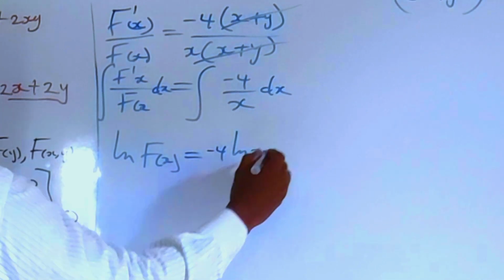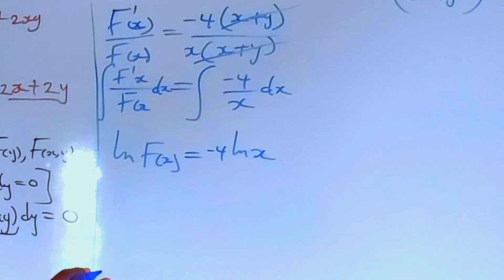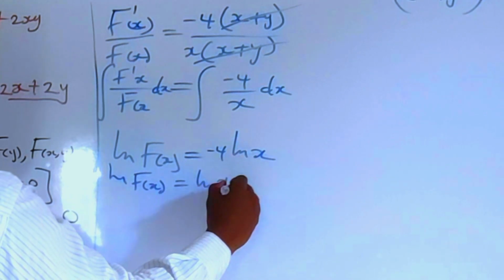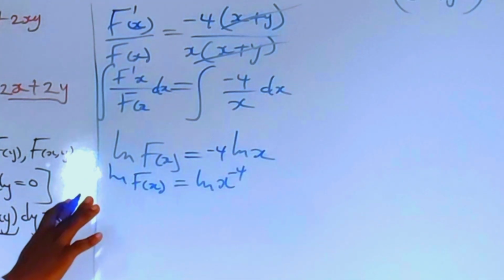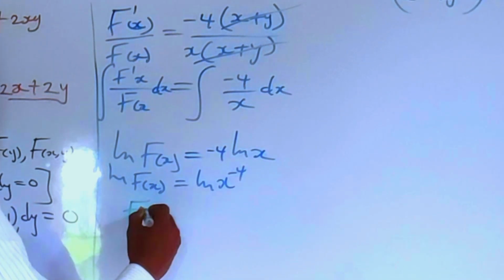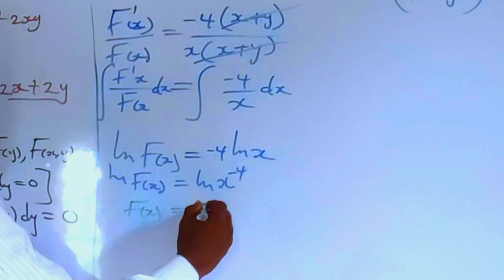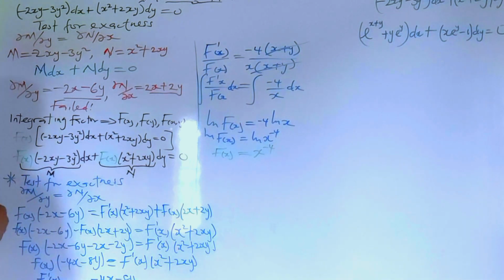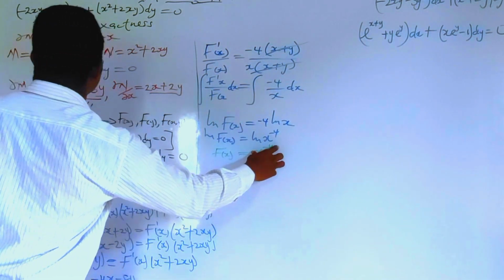While on this side, I bring out the constant, negative 4, and the integral of 1 over x is ln of x, right? So do not put in the constant of integration here, because we are just trying to find the integrating factor. So at this point, I used the rule of logarithm to rewrite that in that form, and taking the exponent of both sides, there we have it. f of x is equal to x raised to power negative 4.